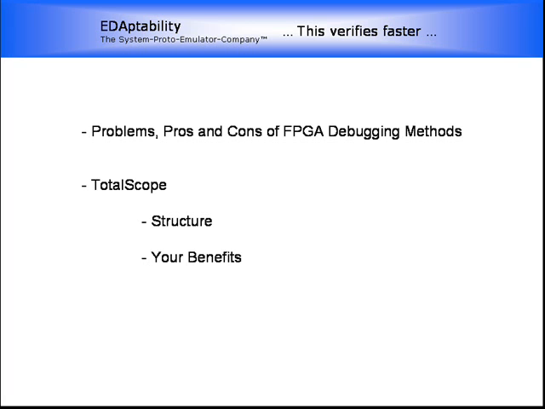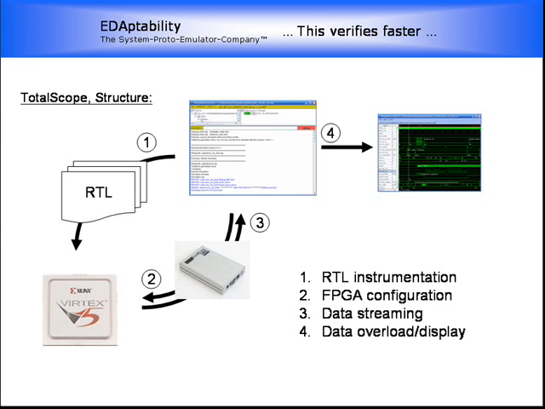Let us now talk about the structure of total scope. After reading the design, the first step is the instrumentation of the RTL, which is then dumped in the original format again. After the classical synthesis, place and route steps, you can run the design on the FPGA. Total scope now configures the implemented test structure so that the data can be streamed during the test case.